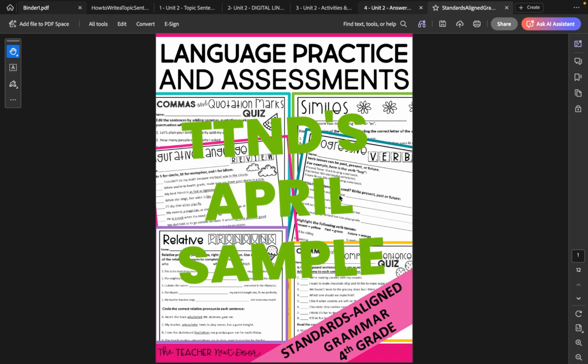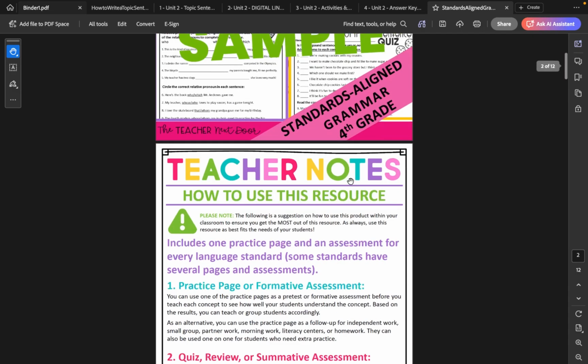It's from the language practice and assessments. This one's from the fourth grade level, but there's also a fifth grade level. The reason why I picked the fourth grade level is because the skill I included in here is a universal skill that I feel like everybody in upper elementary and even outside upper elementary could use. So let's scroll through this really quick.